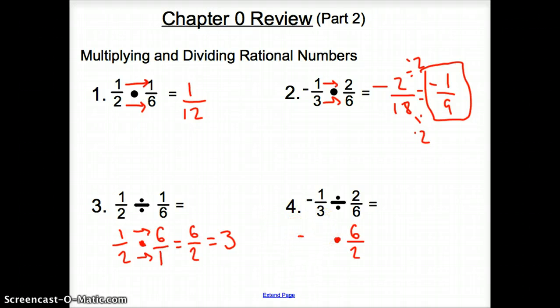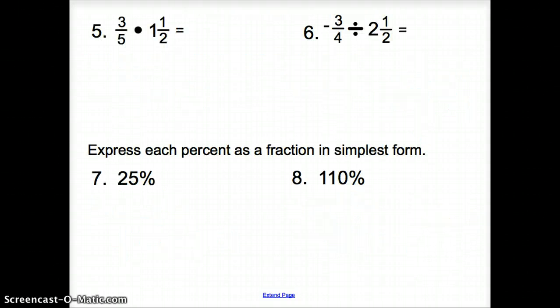And here we have a negative 1/3. Remember, when we have a negative multiplied by a positive, it is going to be negative. When we multiply straight across the top and straight across the bottom, it's going to be a negative 6 over 6. And 6 over 6 turns into, well, what is 6 divided by 6? It is a negative 1.